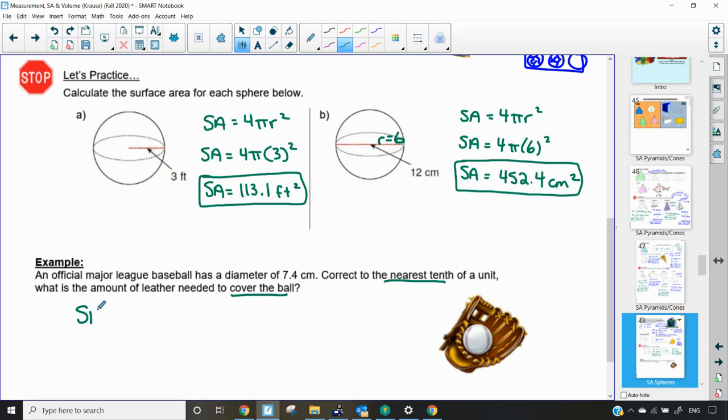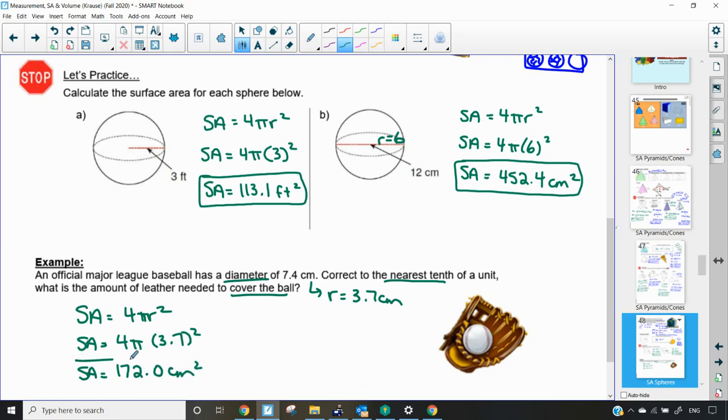So we're going to start off with 4 pi r squared. We're told that the diameter is 7.4, so that means our radius is half of that, which is 3.7. And so we're going to have 4 pi times 3.7 squared, and we'll have a surface area of 172.0 centimeters squared.